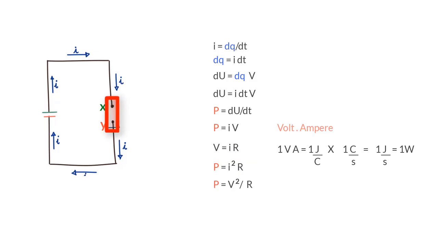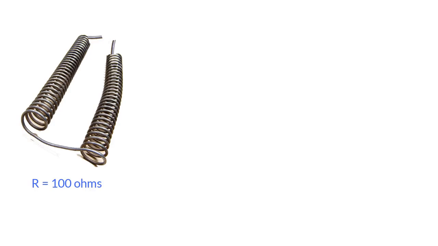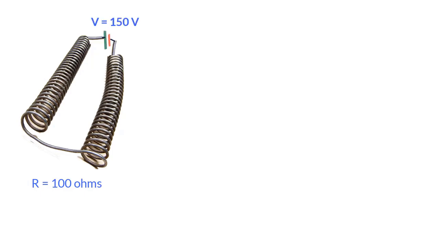So let us try to work around a problem on power to get a full grip on the concept. What we have here is a heating coil that we use at home, and it has a resistance of 100 ohms. The question is, at what rate is heat generated if a potential difference of 150 volt is applied? This is a simple one. We use the formula P is equal to V squared by R and calculate power generated as 150 squared by 100, that equals 225 watt.